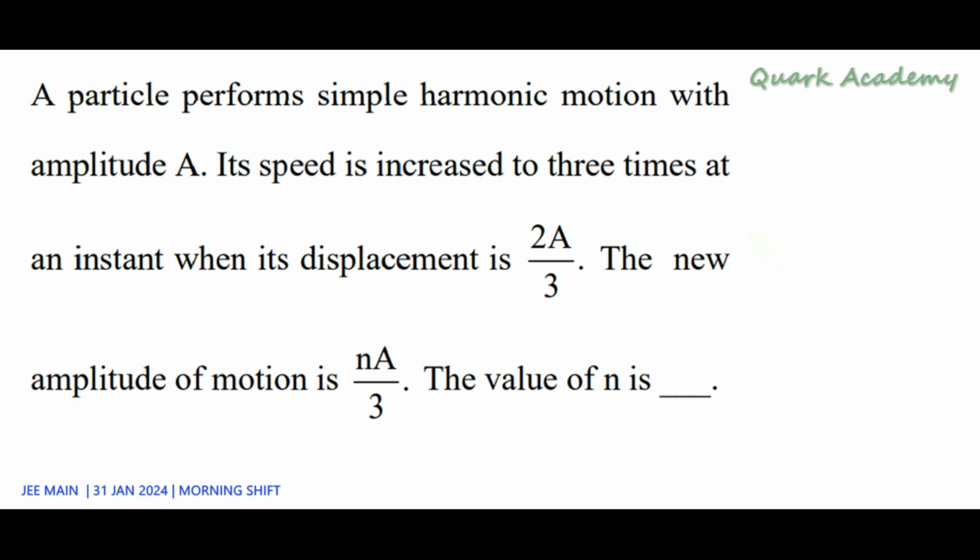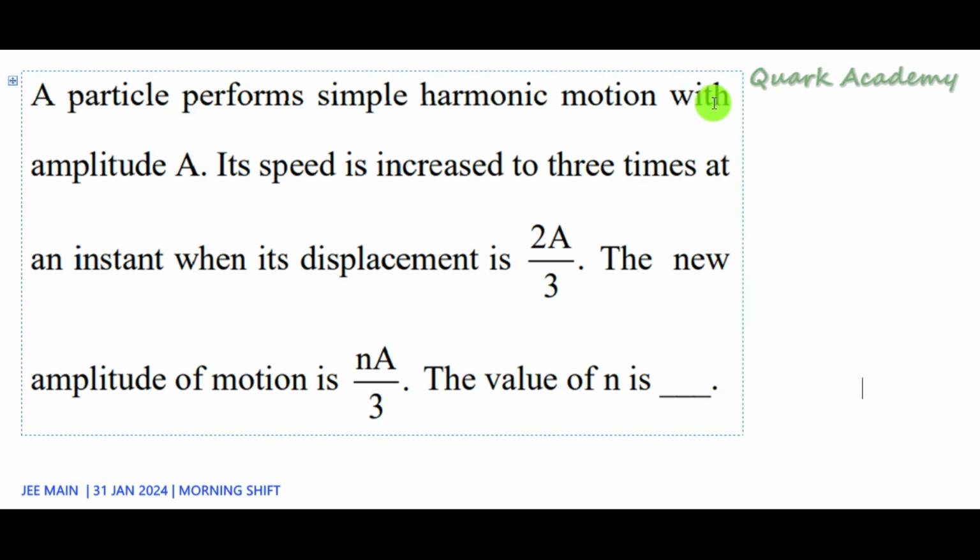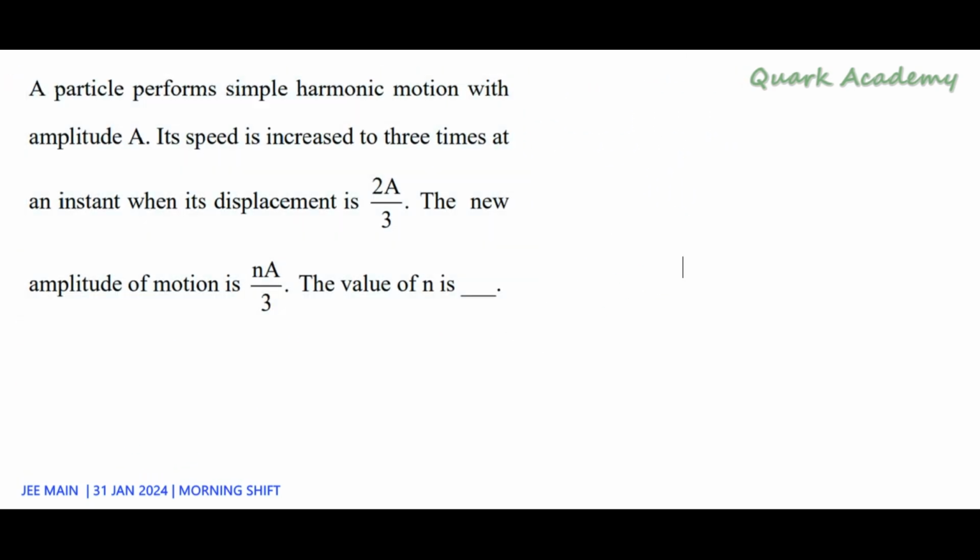A particle is exhibiting simple harmonic motion with amplitude A, and its speed is increased to 3 times. Displacement is 2a by 3. We need to find the new amplitude of motion. So let's do it in two cases. Let's consider the initial case. We'll figure out the speed at the given displacement. Then we'll do the final case where the speed is 3 times the initial.